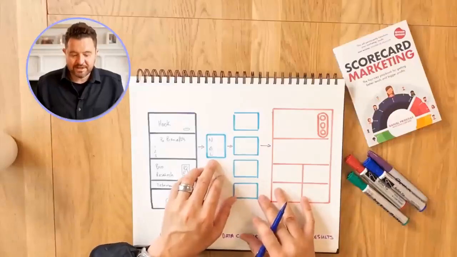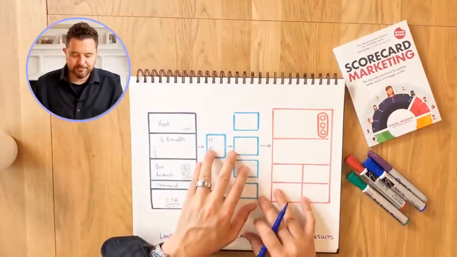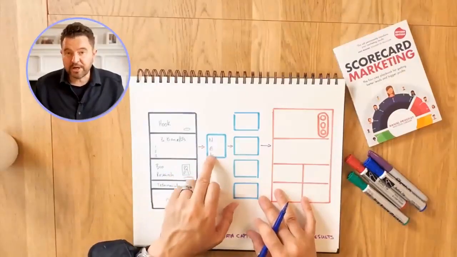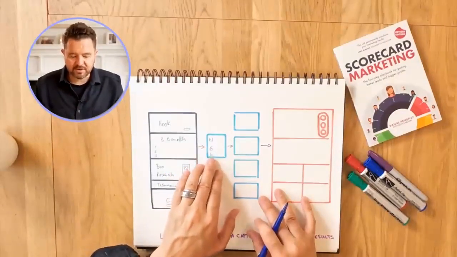So the next section is the data capture section. And this is where we're going to capture name and email and location, but the location will actually be automatically tracked based on IP address.